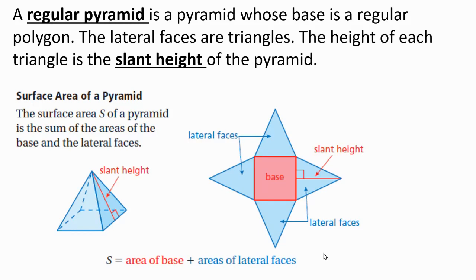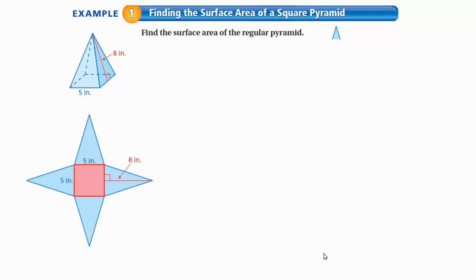The lateral faces are all triangles. So for the height of the triangle, you have to use the slant height, not the height of the pyramid. So those are a little different. And there's really no formula to use. You got to find the area of all the different pieces and add it together.